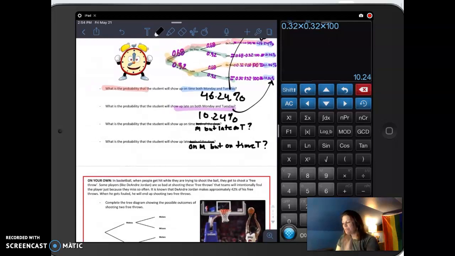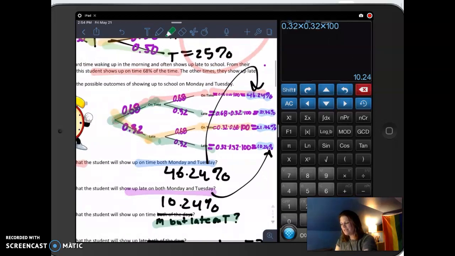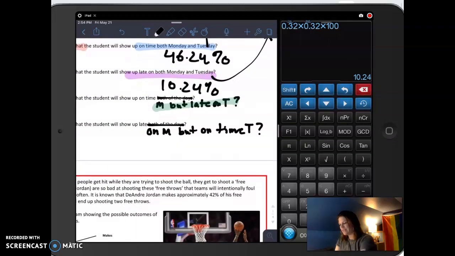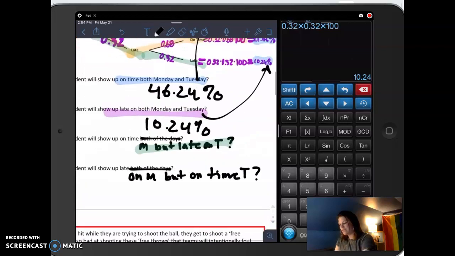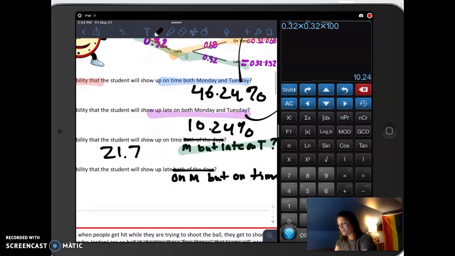On mine it says, what's the probability that the student will show up on time on Monday but late on Tuesday? So on time Monday, late Tuesday, that would be this probability right here, 21.76. So the answer for this question is going to be, where do I write it? Over here, 21.76%.